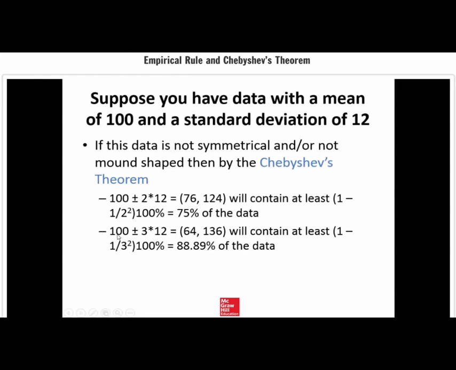We can also calculate the mean plus or minus 3 standard deviations, and that will contain at least 88.89% of the data.